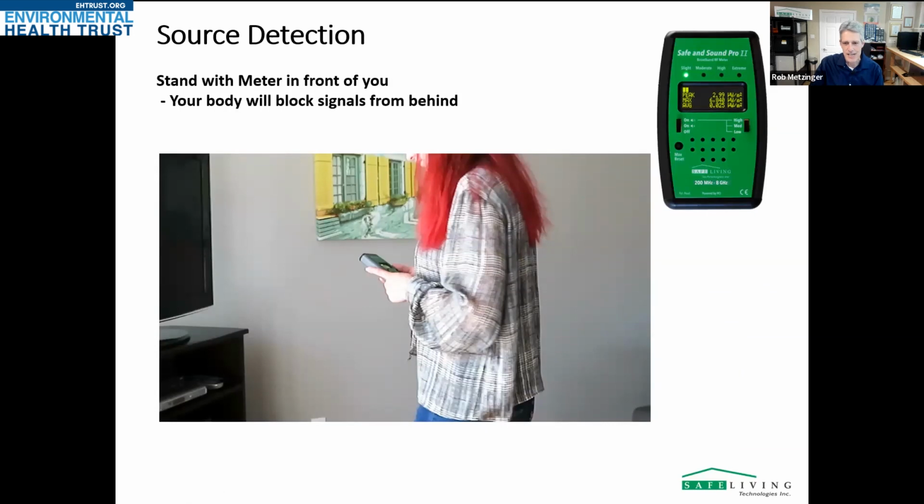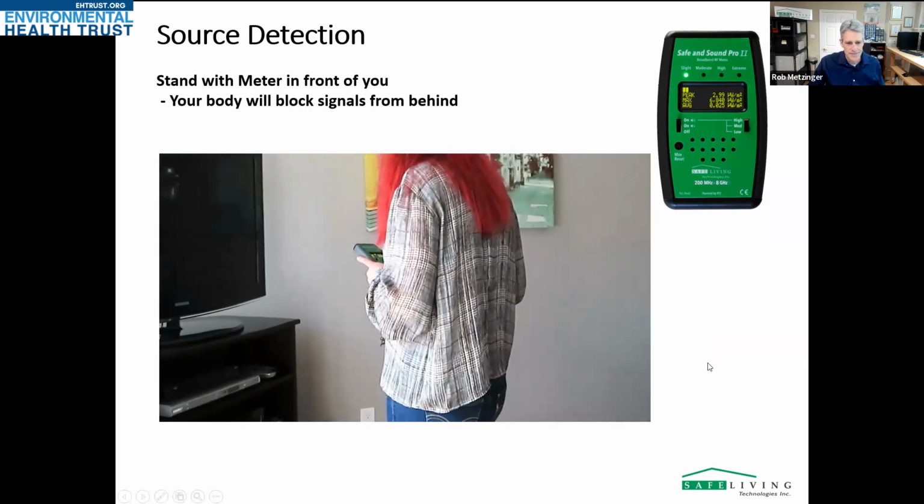If you're trying to do source detection, you can also do it with this meter, but do it with the meter in front of your body, so that when you're doing your readings, your body from behind is blocking the RF coming from behind you. So you're only picking up what's coming in front of you. So you can do a walk around with that meter close to your body, and it will help you detect sources easier. It'll shield everything coming from the back and only kind of grab what's coming at you from the front. So we'll do a little demo of this as well.